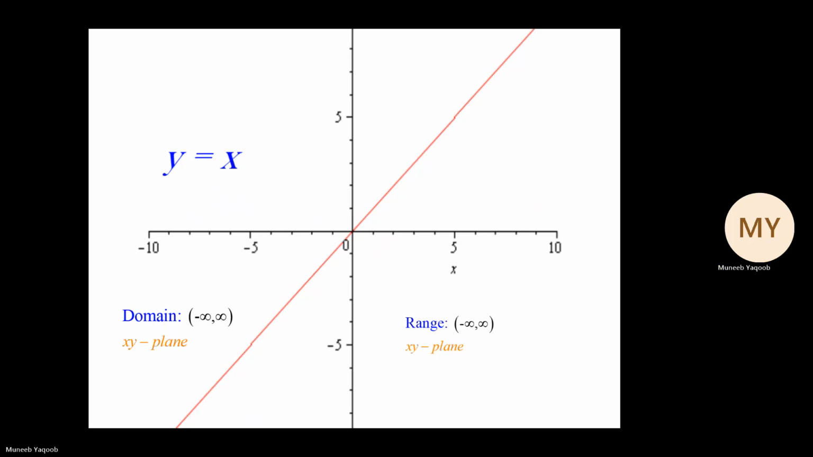On your screen, you can see a line which is bisecting the first and the third quadrant. You can see a red line that is passing through the center of the first and the third quadrant. Many of you will know that this line has an equation y equals x.